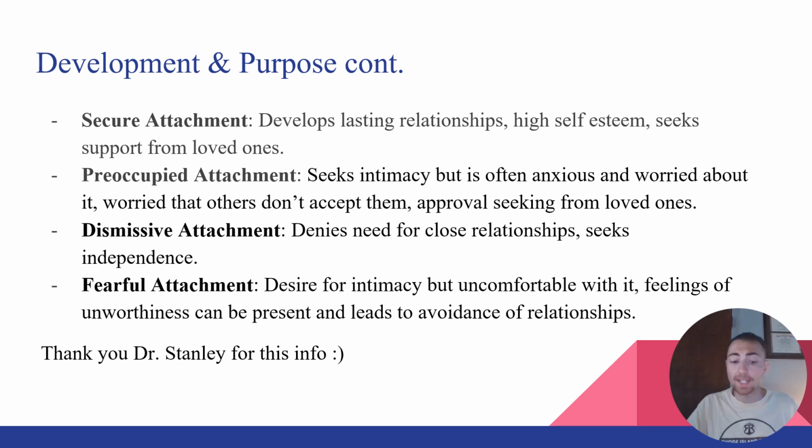A preoccupied attachment can look like someone who seeks intimacy but is often anxious or worried about that intimacy, and they might worry that others don't value them, so they're constantly seeking approval from others. A dismissive attachment style can look like someone who denies the need for close relationships or just avoids them, and they have a high need for independence and seek less intimacy.